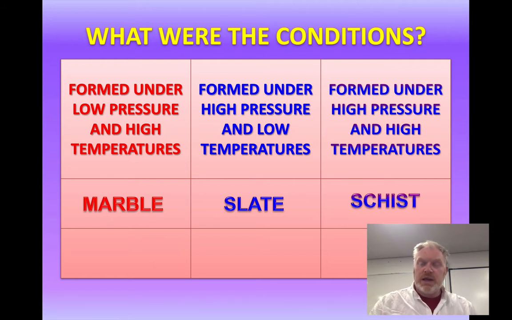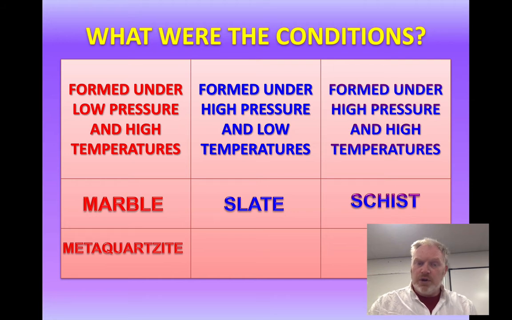Schist, though, is formed under higher pressure and higher temperatures. It's a higher grade metamorphic rock, which is why schist has been recrystallized more. It's why we get the growth of the mica. And finally, metaquartzite. That's another contact metamorphic rock, formed under low pressure and high temperatures.